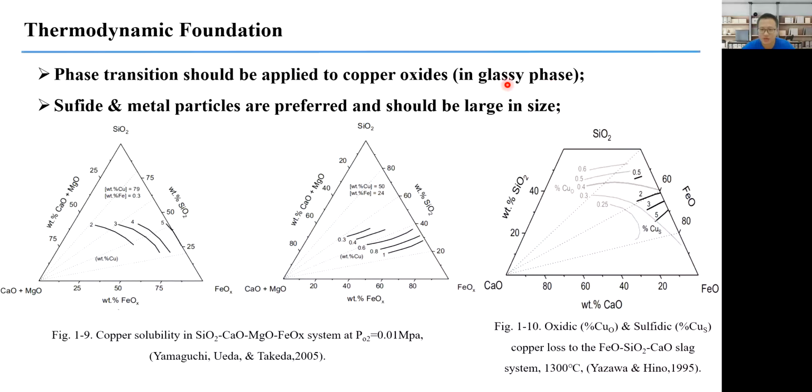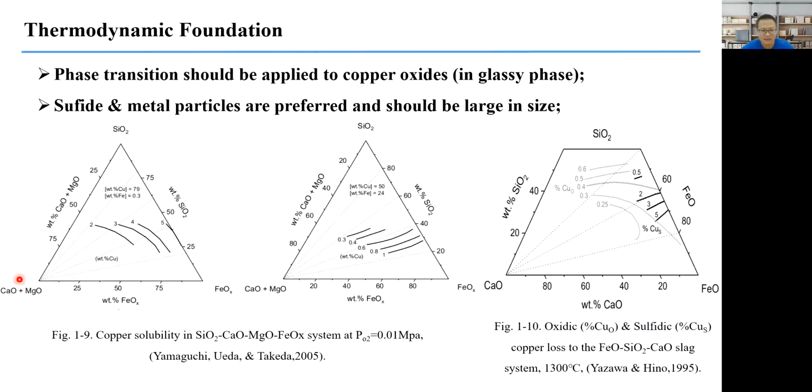So those entrained copper matte can be easily collected by the settling. And those oxide in the glassy phase, we should transfer them. We should have phase transition. And also the particles should be larger. And this is a copper solubility in this slag system.